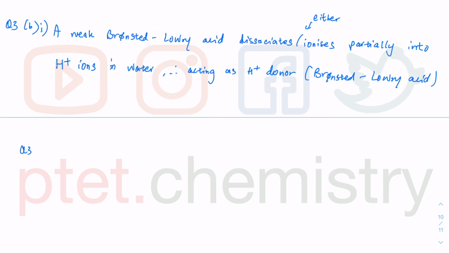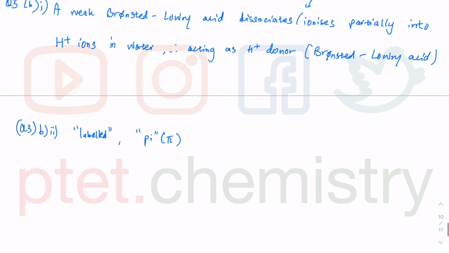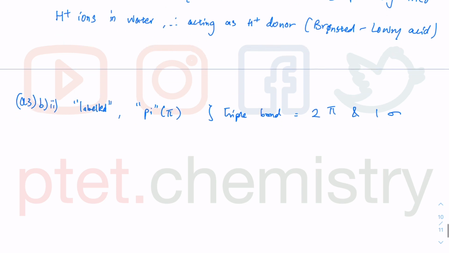Next bit is on structure and bonding. They want you to just have a labelled diagram, so make sure you see this kind of question, and make sure it's labelled. You've got to talk about pi bond. Pi bond is a sideway overlap. When you get a triple bond, what you have is 2 pi and 1 sigma, because you can only form a maximum of 1 sigma due to the head-on overlap.